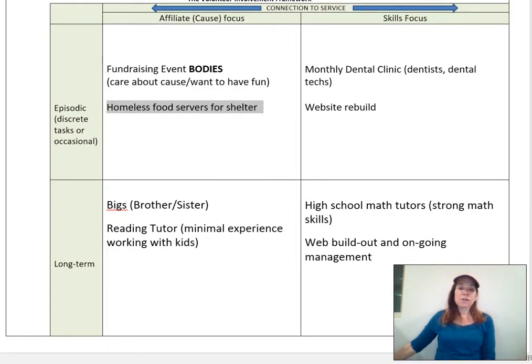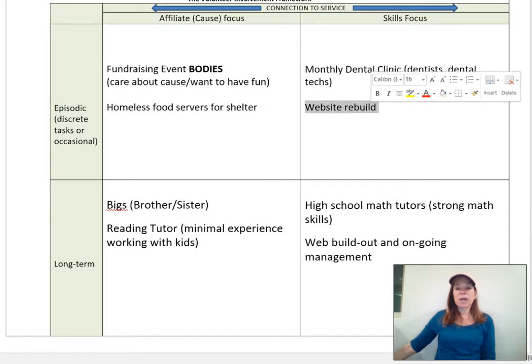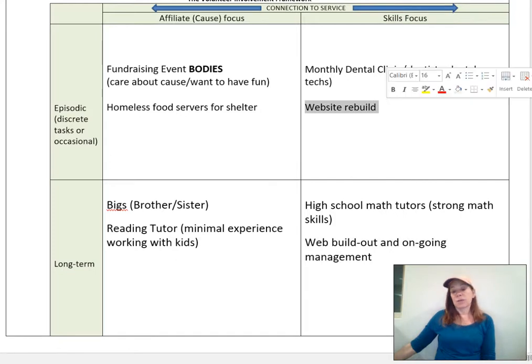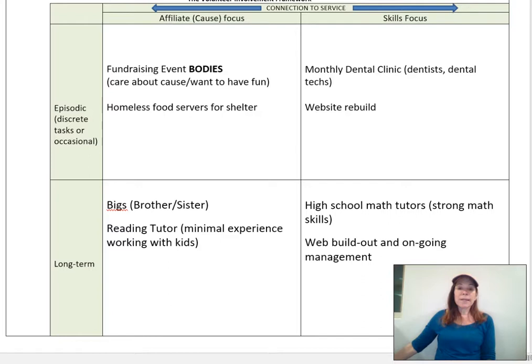Okay, so now let's talk about this website. You'll notice under skills, I've got a website build out and ongoing management versus just a website build out, rebuild. So it's the same skill set, right? But in one case, maybe you've got somebody in-house that can fix broken links or whatever occasionally. But what you really need is a website designer who can come in and completely rebuild your website and then teach your internal person anything they need to know.